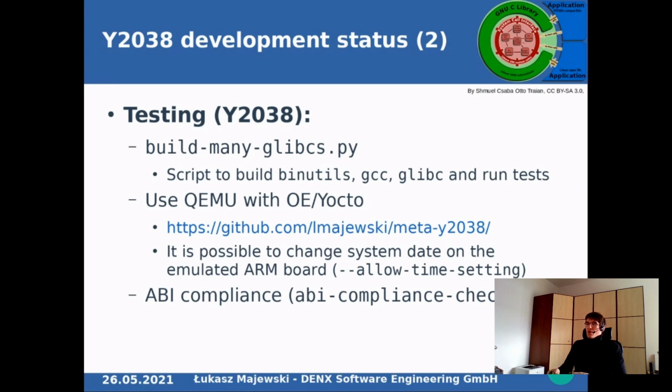test setup with the allow-time setting flag to run all the tests which are now in the test suite, to check how the system will behave, for example, after passing the year 2038 threshold date. Another option is to use the same meta layer, build the board, build your program for this board, and then run it directly on this board with the date set ahead after the year 2038 threshold, and see if you see any problems, such as overflow errors. More information is in the README under this link. And also there is the ABI compliance checker tool, to see that there is no ABI problem between glibc releases.